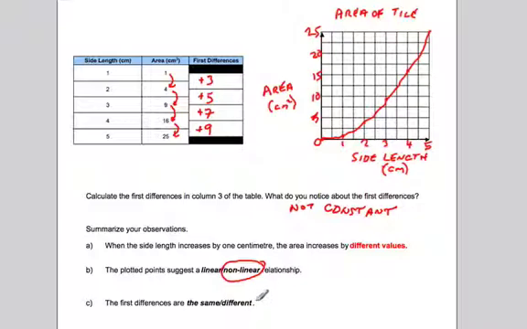Key here is that the first differences are all different. And this is the relationship we're starting to see: when first differences are constant, then it's a linear relationship. And when, as in this case, first differences are changing, it's a nonlinear relationship.